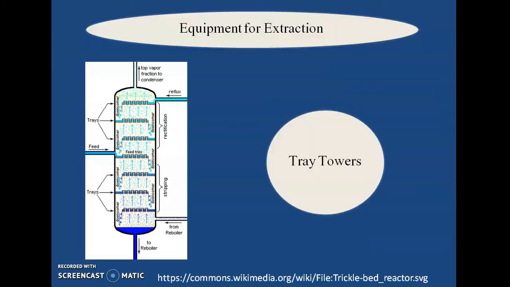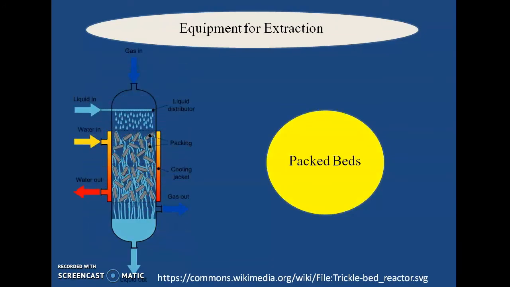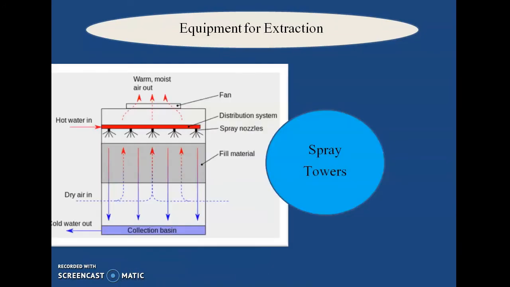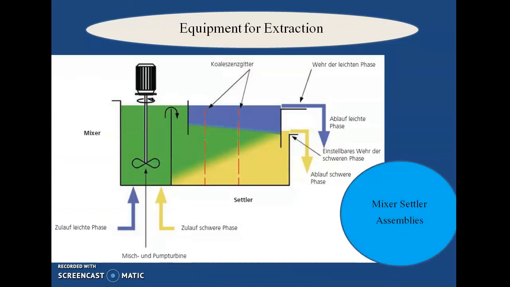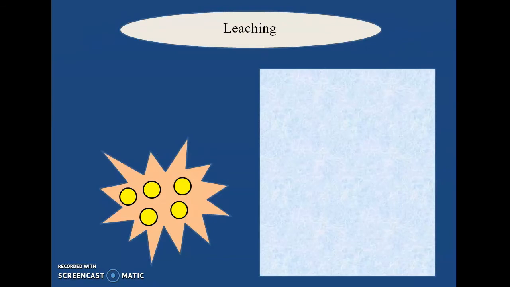What is the equipment for extraction? Again, tray towers, packed beds, Venturi scrubbers, spray tower. Then mixer settler assemblies. So these are some equipment available for the extraction process. Let's discuss leaching. Leaching is a separation that belongs to solid-liquid separation.